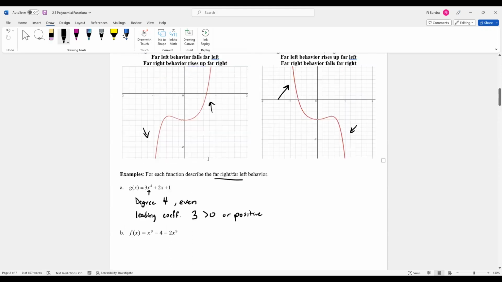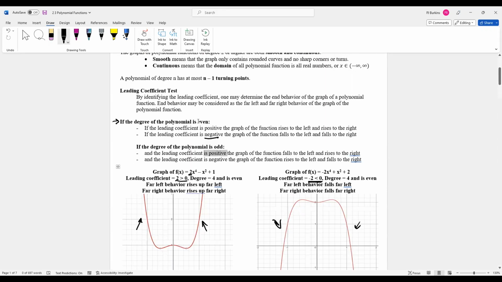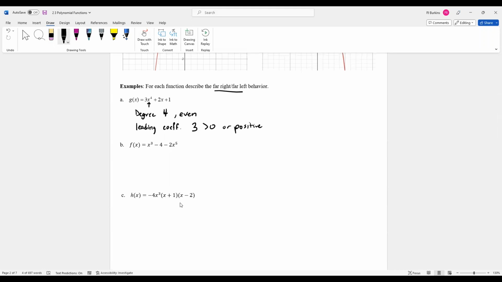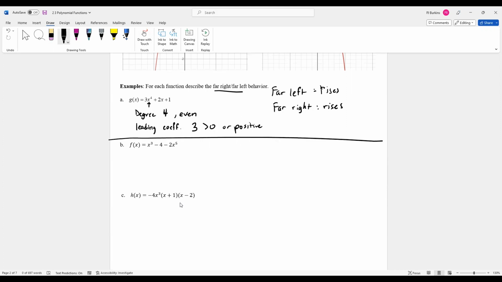If we go back to our rules up above, right, even degree, positive coefficient says rises to the left, rises to the right. So I'm going to say far right behavior, or excuse me, I'll do far left first. So far left is rises, and far right is rises. Okay. So that's all we need to do here.